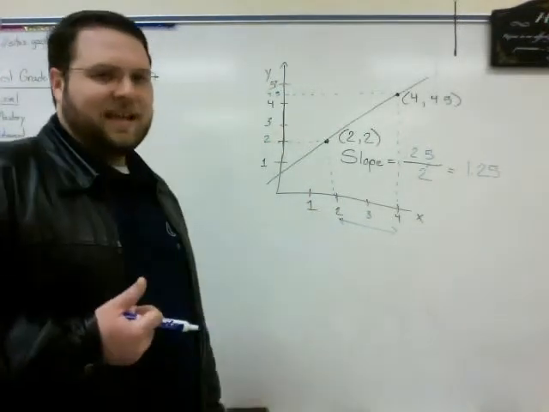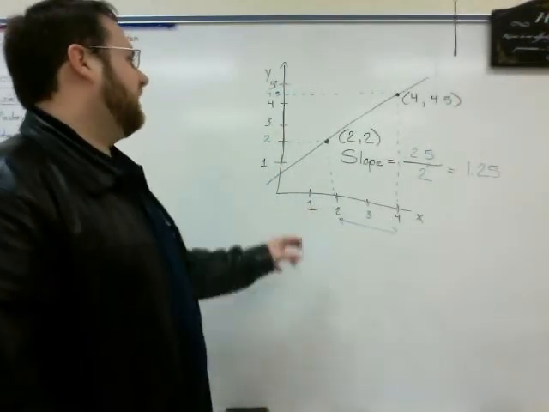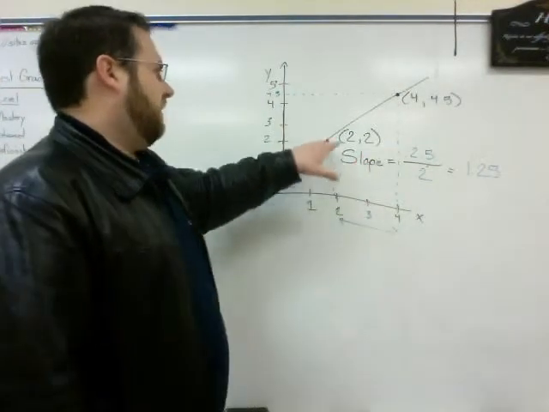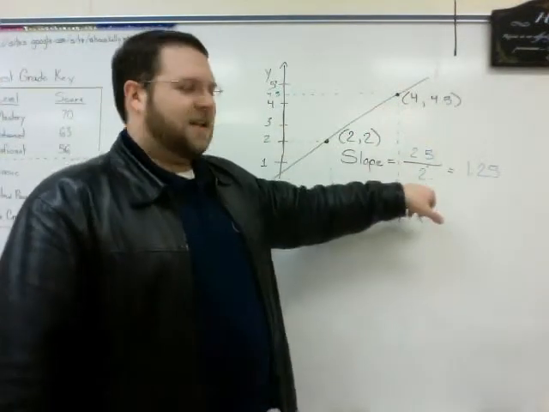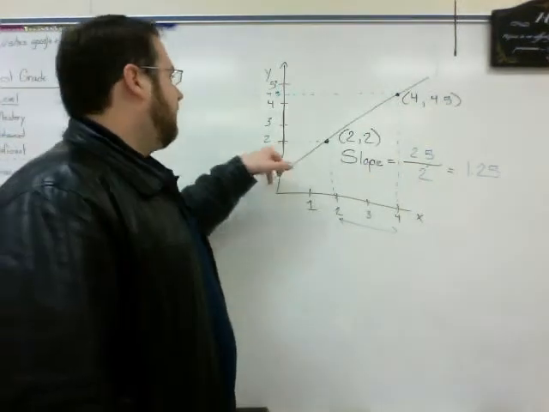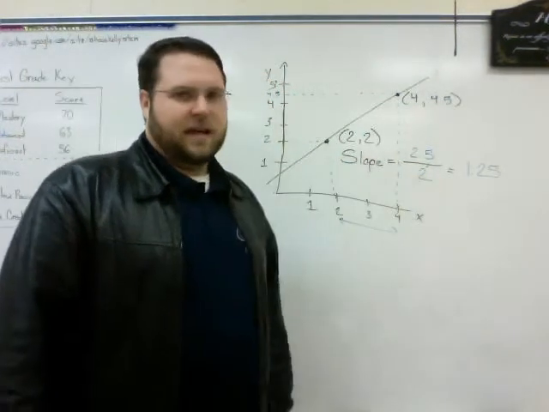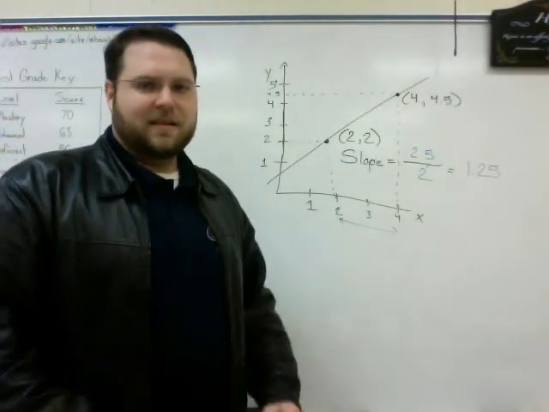And this works in any case. All you have to do is take 2 points, starting with the left one. How much did the x change? That goes on the bottom. How much did the y change? That goes on top. And that's how you calculate the slope of the line.